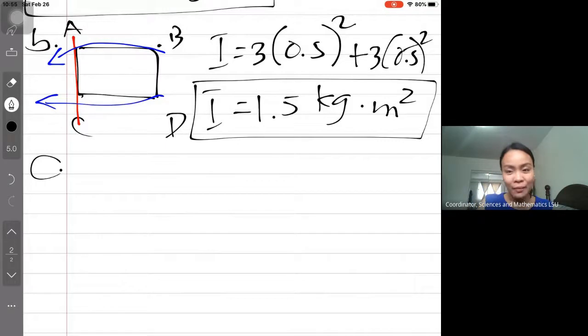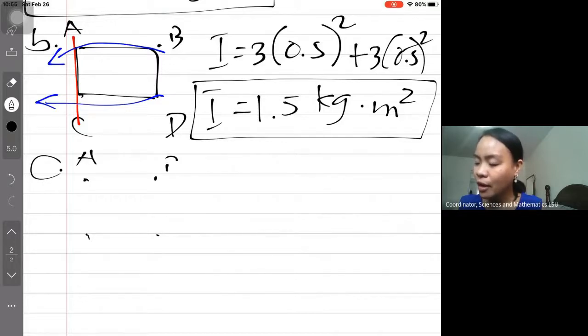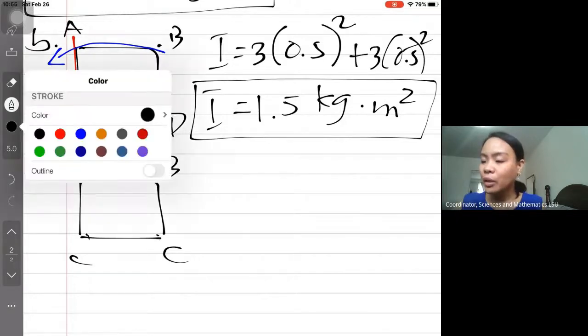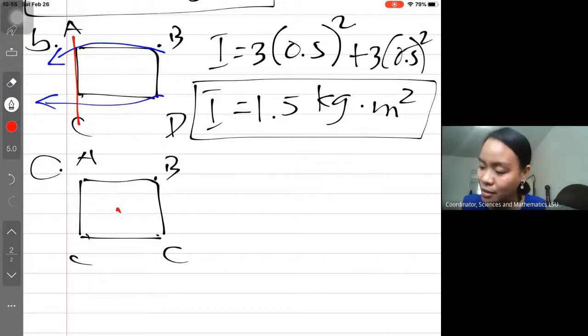For letter C, this time, you are passing through the center of the square and perpendicular to the plane of the square. So you have our square again. Let us draw again our square A, B, C, and D. Now, where are we rotating? Our pivot point is at the center, according to our problem. So let's get our calculator again. Point A, B, C, and D, and we are rotating at the center. Alright? Is that clear?